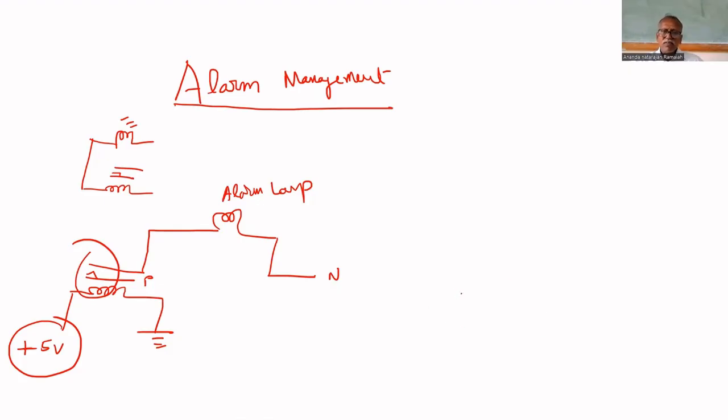For that, what is available? A plus 5 volt is available from the sensor. Logic 1 is available whenever the pressure exceeds the safe value. So that signal is to be used to operate the PLC. So the PLC in the input module, X0 will receive a signal logic 1 when the pressure exceeds the safe value.